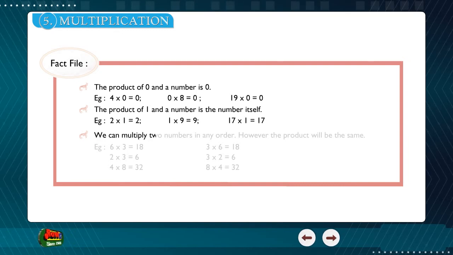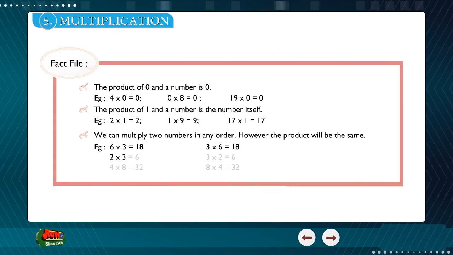We can multiply two numbers in any order. However, the product will be the same. Example: 6 into 3 is equal to 18. 3 into 6 is equal to 18. 2 into 3 is equal to 6. 3 into 2 is equal to 6. 4 into 8 is equal to 32. 8 into 4 is equal to 32.